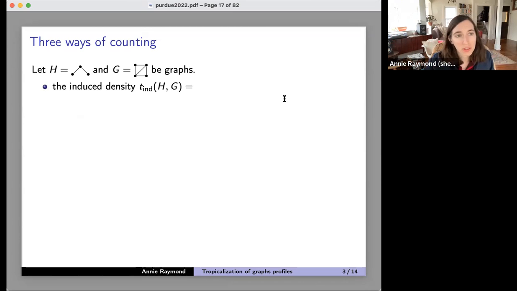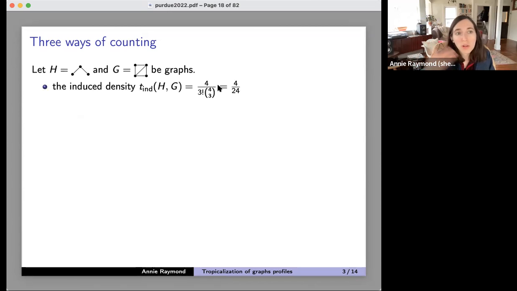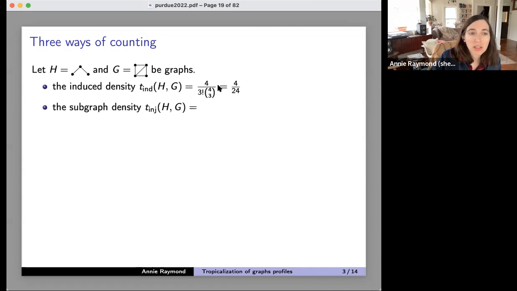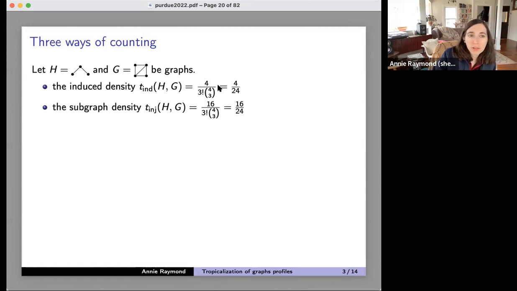Well, my first vertex of H can be sent to 4 vertices, my second to 3, and my last one to 2 if I have an injective map. So in total, there are 24 injective maps from the vertex set of H to the vertex set of G. Four gave me an induced subgraph, so my induced density is 4 out of 24. For my subgraph density, same thing, the total number of injective maps doesn't change. So I get 16 out of 24.